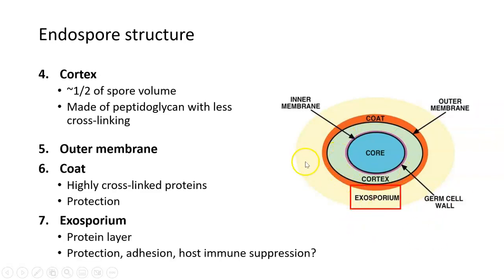External to the coat is a layer called the exosporium. And that exosporium varies from endospore to endospore. It's another layer of protein, and it can actually help adhere these endospores to particular surfaces.